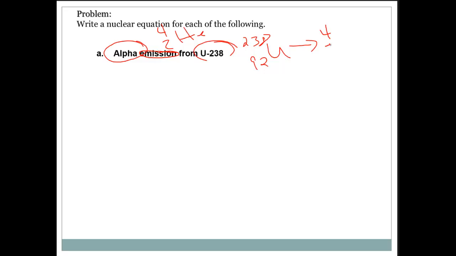And I need to figure out what this last thing is. So 238 is equal to 4 plus something. That gives me 234. Then the bottom number, 92, is equal to 2 plus something. That gives me 90. I look on the periodic table and I find that 90 is Th.